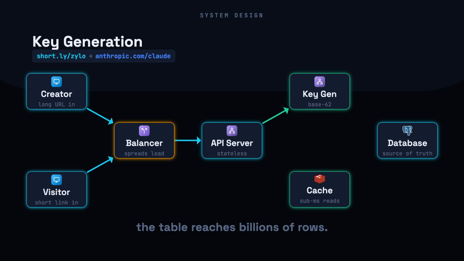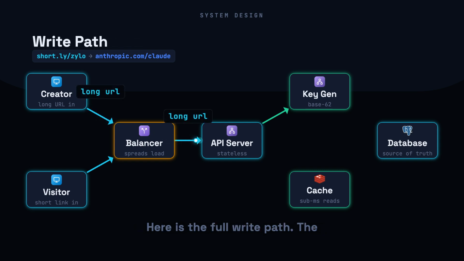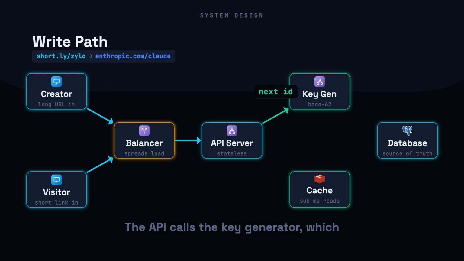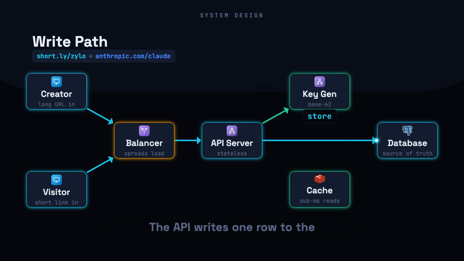Here is the full write path. The creator submits the long URL, https://example.com/article, and the request travels through the balancer to an API server. The API calls the key generator, which bumps the shared counter and encodes it, producing the short code x7k2. The API writes one row to the database pairing that short code with the long URL, then returns the finished short link to the creator.